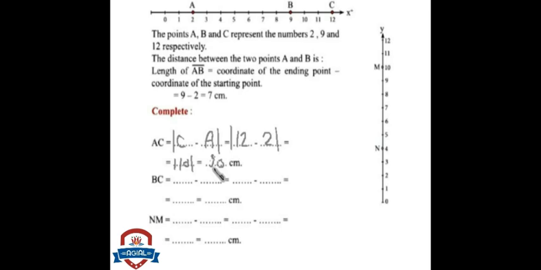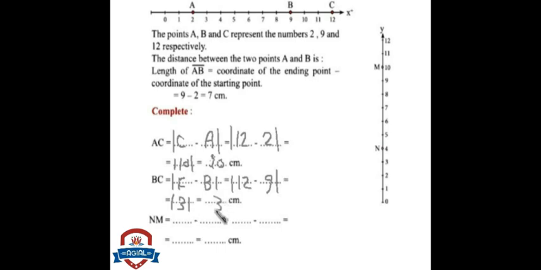The distance between B and C equals the length of line segment BC equals the absolute value of C minus B. C equals 12 and B equals 9. The absolute value of 12 minus 9 equals the absolute value of 3. The absolute value of 3 equals 3 centimeters.